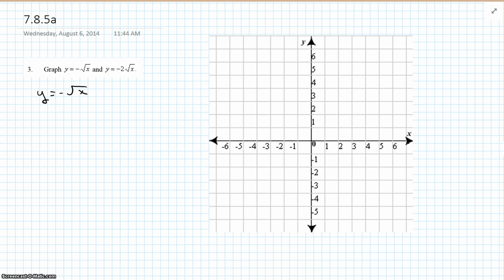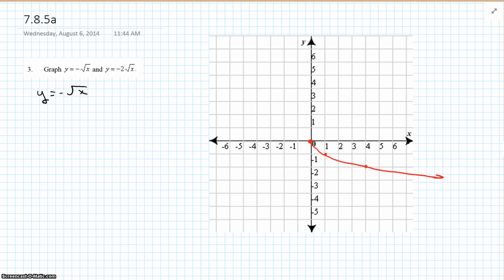Well, this is the base graph. So we're going to do it in red. So when x equals 0, y is 0. When x equals 1, y equals negative 1. When x equals 4, y equals negative 2. That's good enough for us to graph right there.